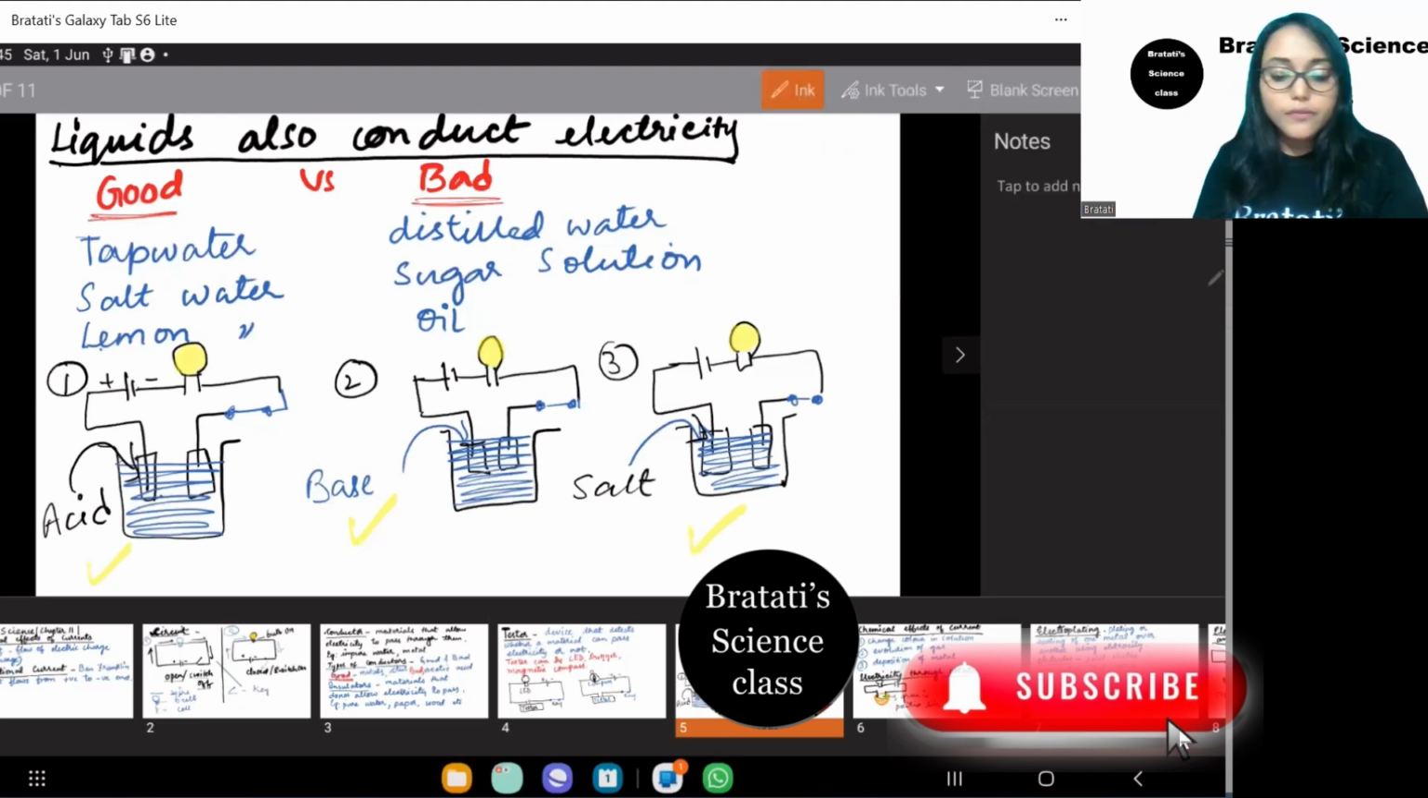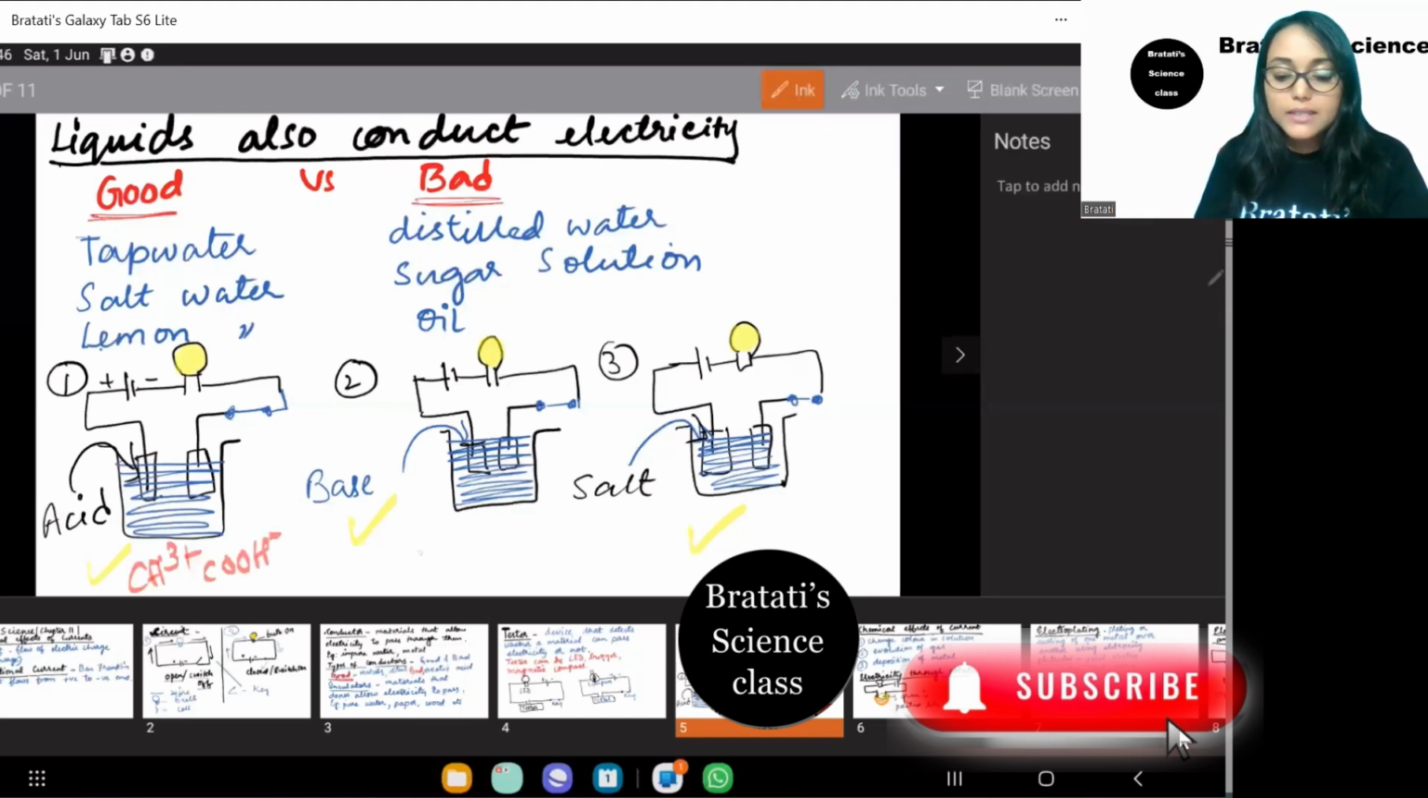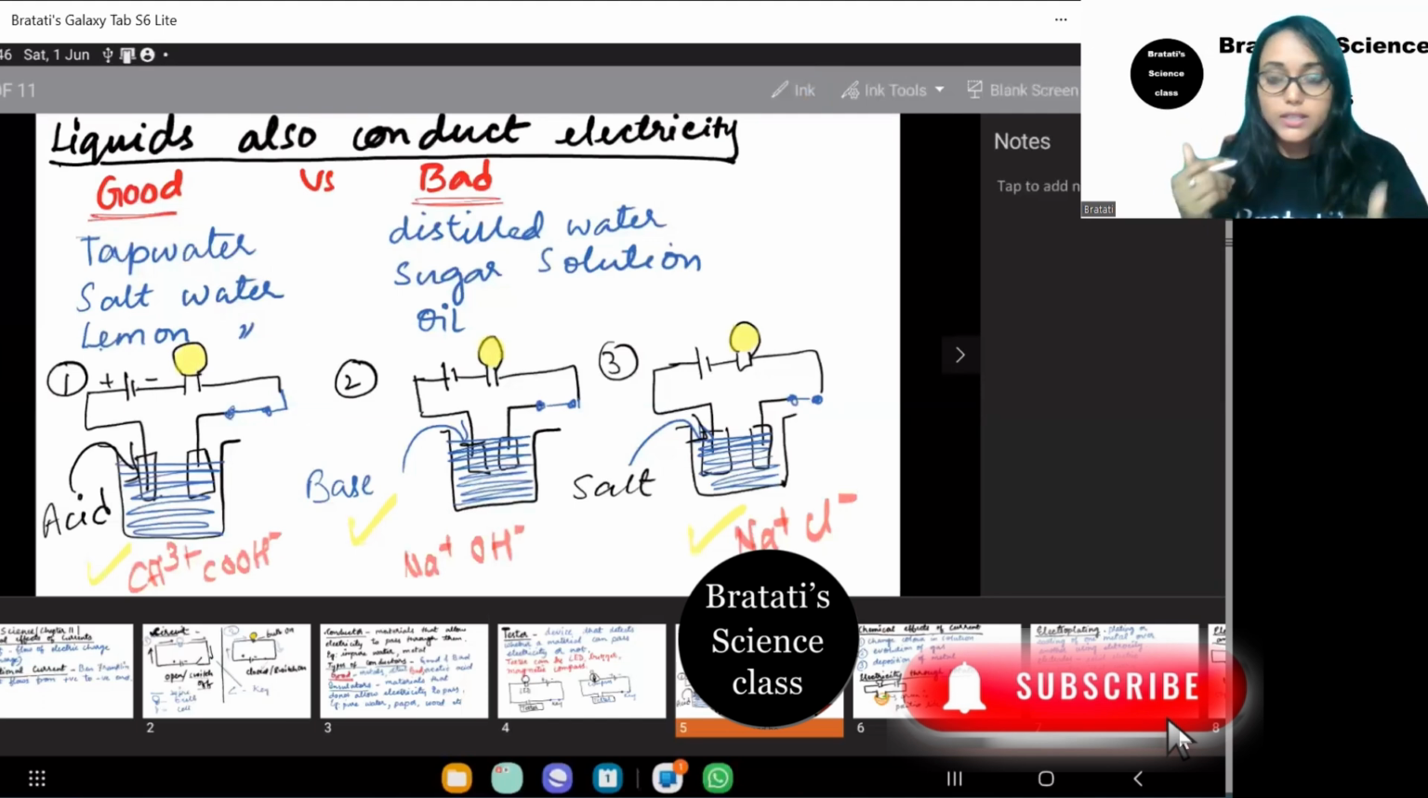Now if we take acid, we can take citric acid or any other acid like acetic acid. Acetic acid is like CH3COO- and H+. Similarly, for the base we were talking about Na+ and OH-, and in the salt we can say Na+ and Cl-. So these are all basically ions. When it's ionized, the electricity can pass through it. Clear? Shall we move? Okay.